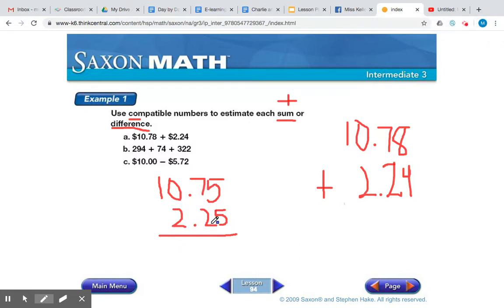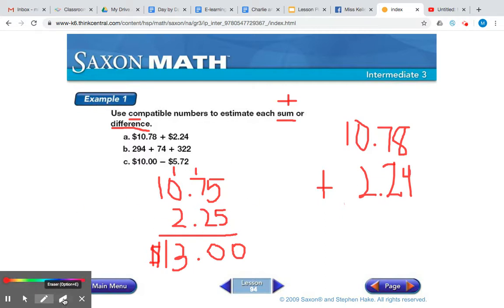We know 75 cents and 25 cents makes $1. So I'm going to go ahead and put my 2 zeros down here. And I know that this is going to be a 1 up here, because there would have been a 1 up there. So 1 plus 2 is 3, and the 1 in the tens place comes down. So that comes out to $13. Now, when using compatible numbers, these aren't exact. Again, we're rounding, we're estimating.